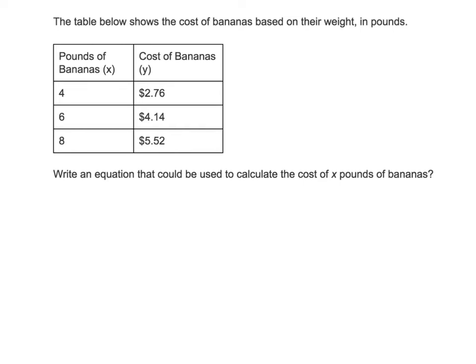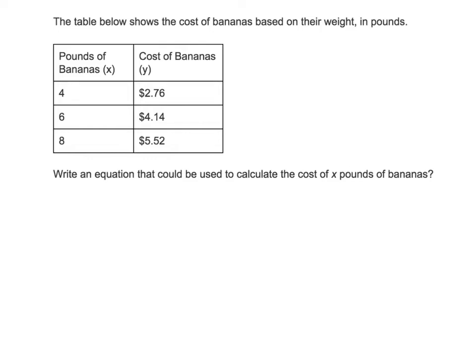Hey everyone, tonight we're going to talk about how to solve and write equations in a real-world context, or basically word problems where we're dealing with equations. So the first example says that the table below shows the cost of bananas based on their weight in pounds. The left-hand column talks about the pounds of bananas, and the right-hand column is the cost of those bananas. So we're going to write an equation that can be used to calculate the cost of X pounds of bananas.